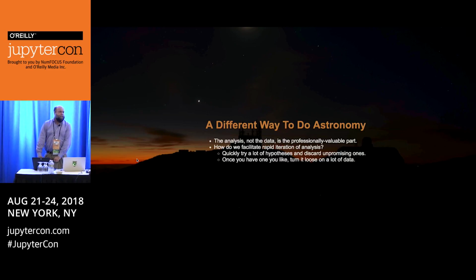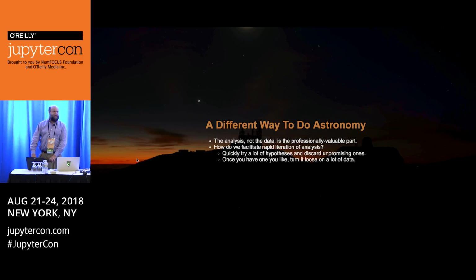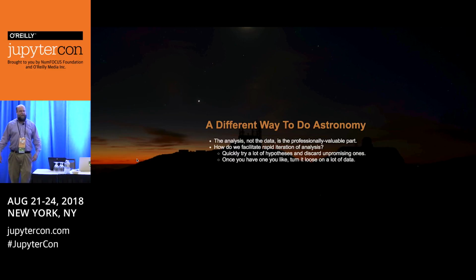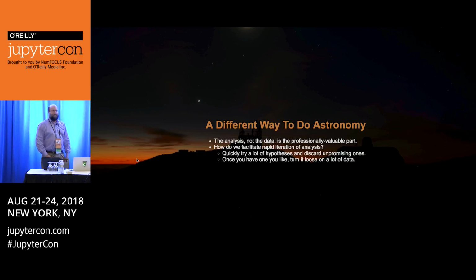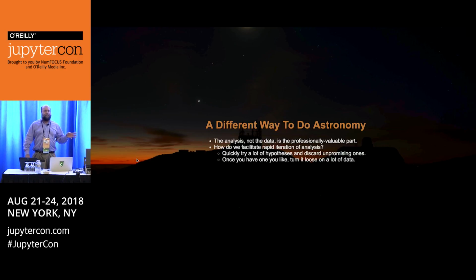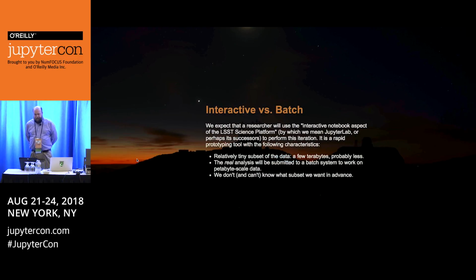So what we need to do, and what I have been working on for the past year, is facilitating rapid iteration of analysis, which is something you also heard a bit about in the keynotes, that we have this enormous ocean of data. We want a way for researchers to think about things they find interesting and iterate swiftly through a bunch of hypotheses so they can throw out the ones that do not look particularly interesting. And then once they have something they like, then they can run it over a large subset of the data on some sort of batch system. So that is effectively what we're looking at. The interesting thing about doing it is that we have some idea, but we cannot specify the subset of data we want people to work on in advance.